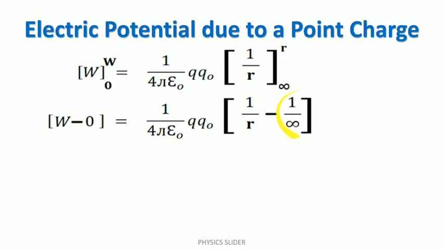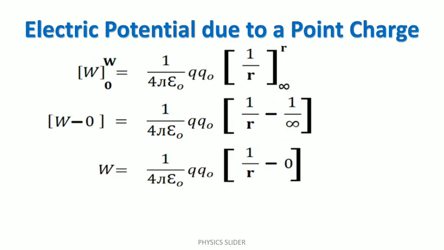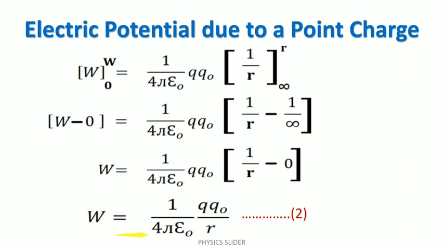Now this 1 upon infinity equals 0, so in the next term w minus 0 becomes w, and as it is, 1 upon r minus 1 upon infinity becomes 0. Now this expression can be written as w is equal to 1 upon 4 pi epsilon naught q naught upon r. This is the expression of the work done when we bring a test charge from infinity to the point of electric field. Now we need to find out the electric potential due to the point charge.